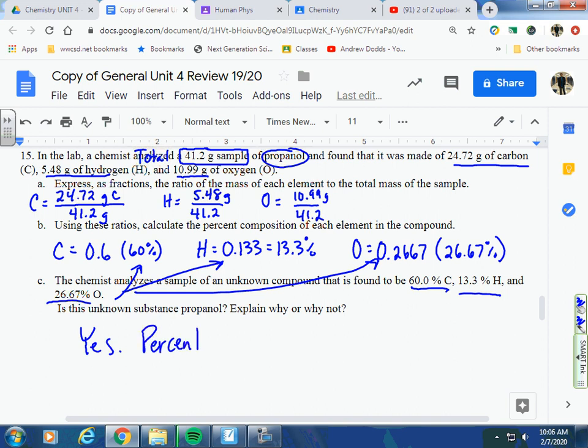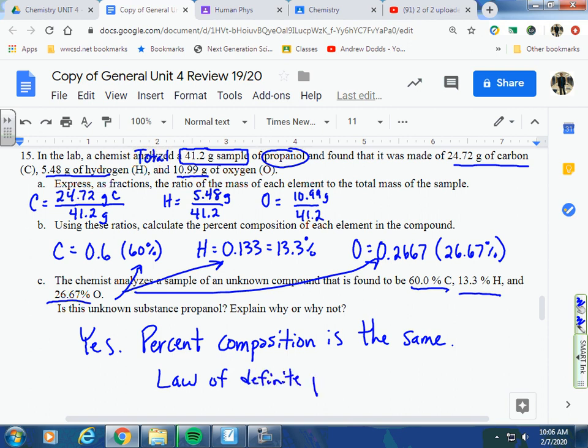The percent composition is the same. And this is according to the law of definite proportions. No matter how much propanol I have, propanol is always going to be 60% carbon, 13.3% hydrogen, and 26.67% oxygen. Always going to be that way, no matter how much I have. No matter if I have a milliliter or 1,000 liters, it's always going to be made up of the same things in the same proportions.